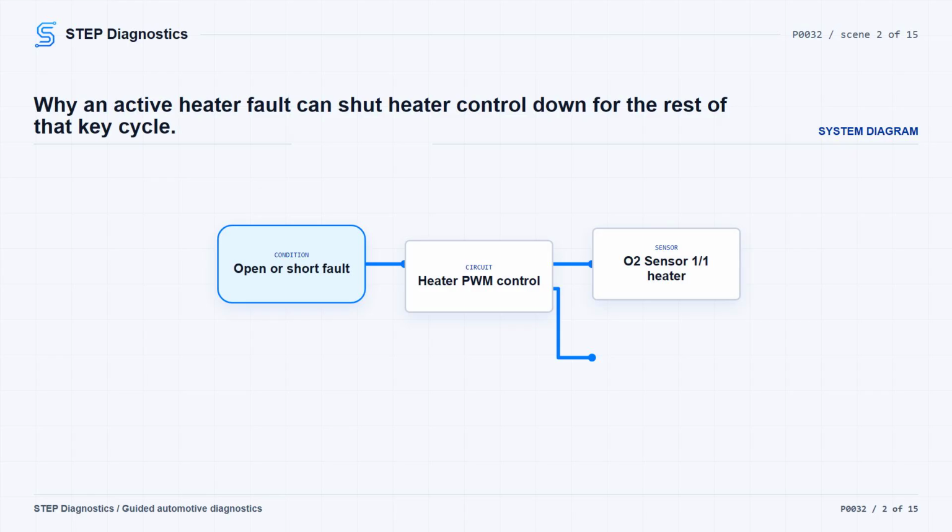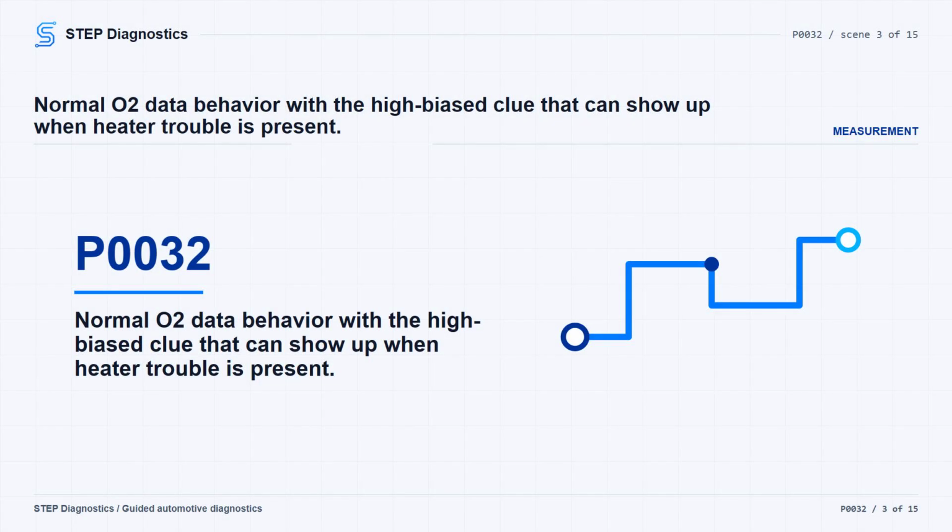Broadly, think possible heater control circuit faults, ground problems, connector issues, the sensor itself, or, after the rest of the circuit checks out, the PCM. If other codes are present, check what they mean first, but keep this diagnostic focused on P0032. Before testing, it helps to understand what the PCM is watching.